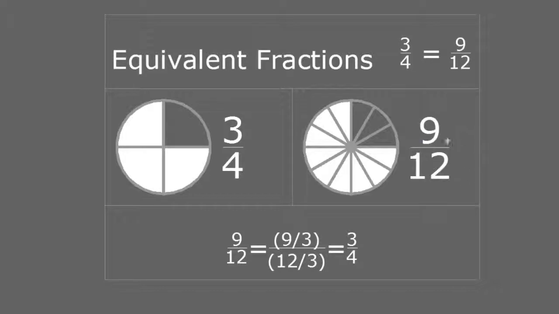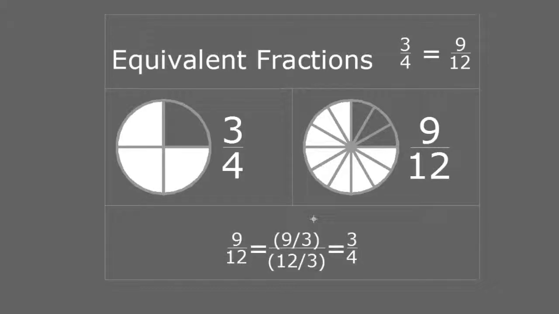For example, what number divides both 9 and 12? I have to use the same number on the bottom and on the top, in the numerator and in the denominator. So here we can see that 9 can be divided by 3 and 12 can also be divided by 3.